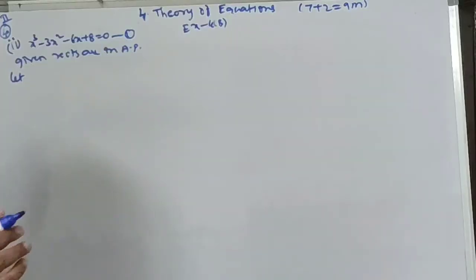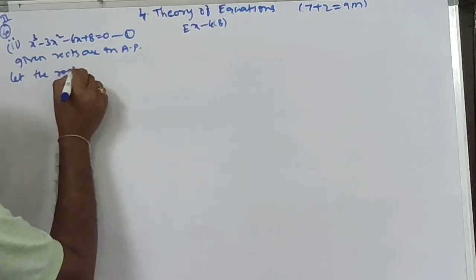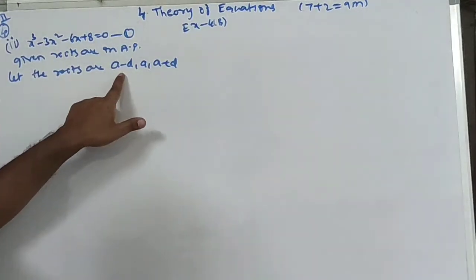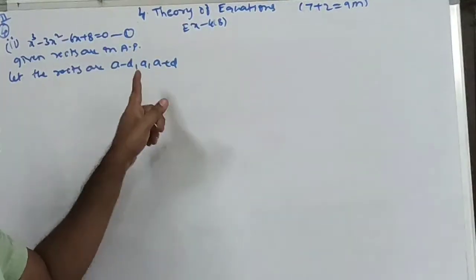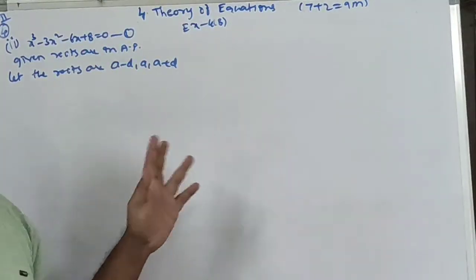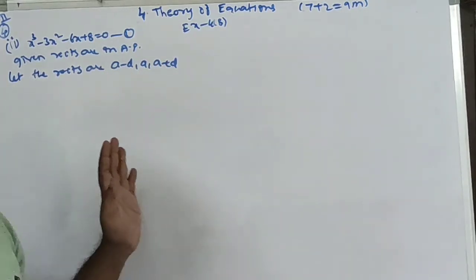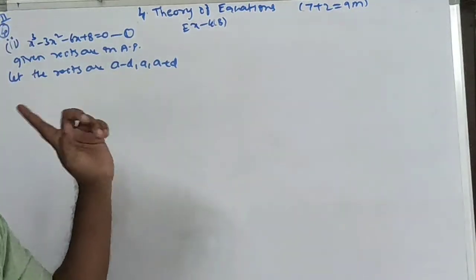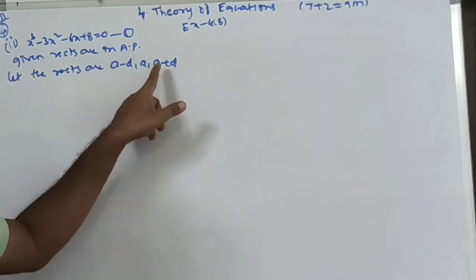To avoid that, let the roots be A minus D, A, A plus D. Why am I taking this? The difference of A to A minus D is D, and the difference of A to A plus D is also D. If we take the sum, D will get cancelled. That's why I am taking it like this. These three roots are in AP.